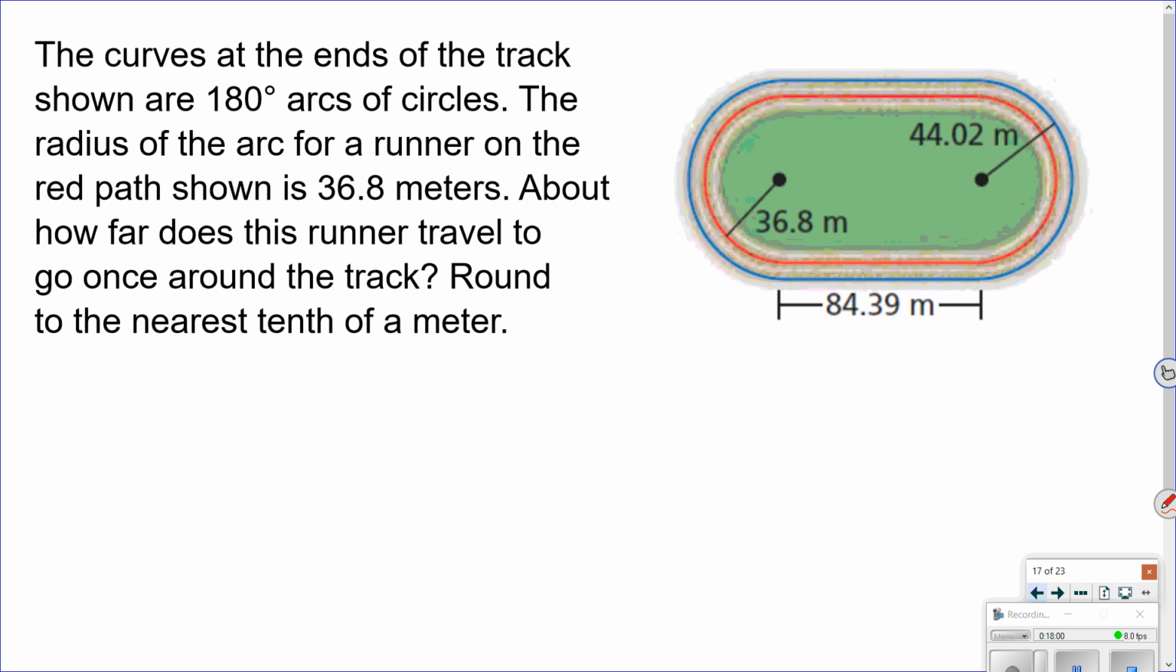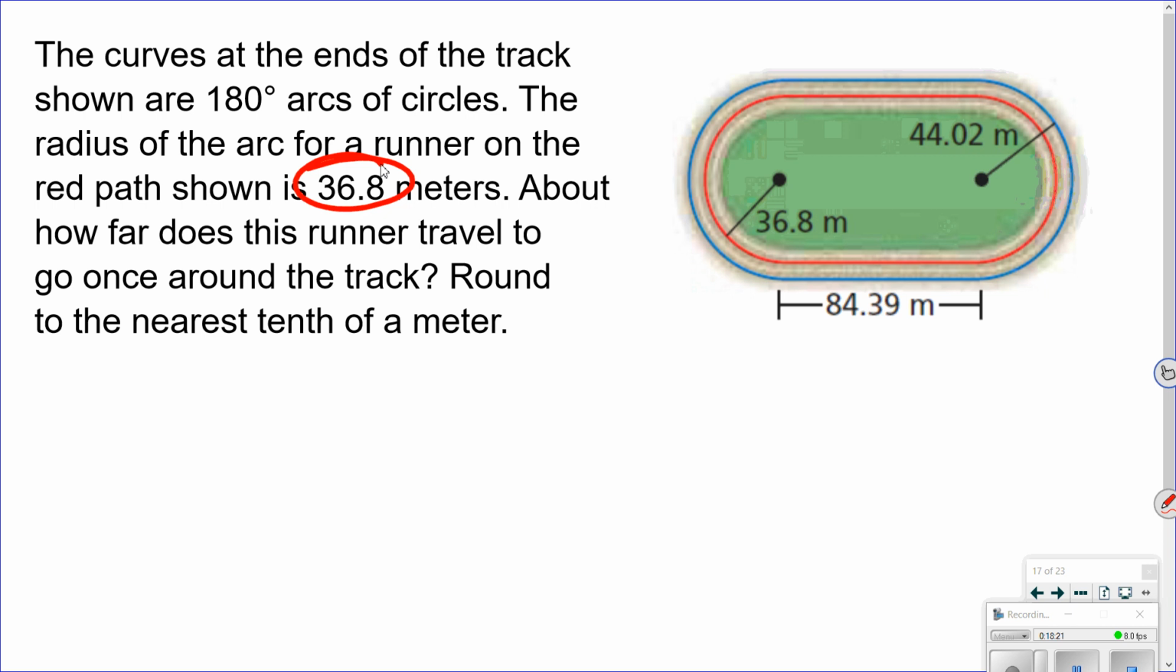Actually, let's go back. Let's actually do this one. This says the curves of a track are 180-degree arcs of circles. The radius of the arc for a runner on the red path shown is 36.8 meters. So that tells me the radius. How far does the runner travel to go once around the track?